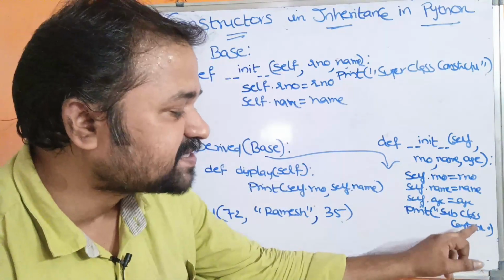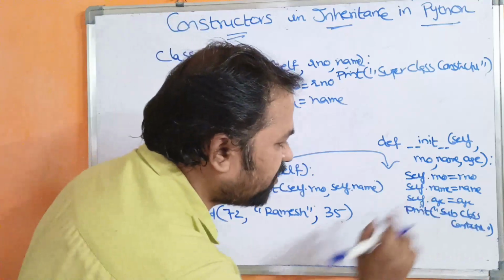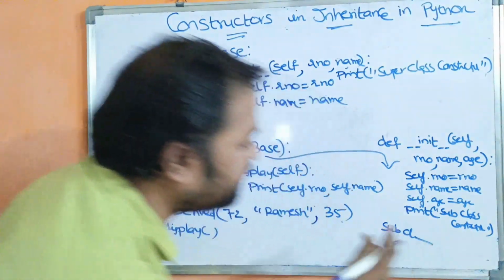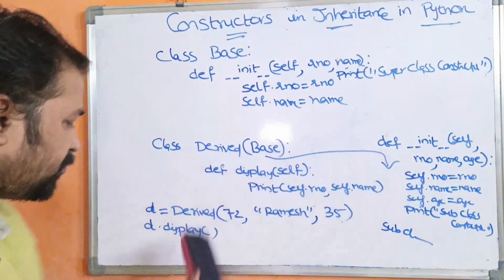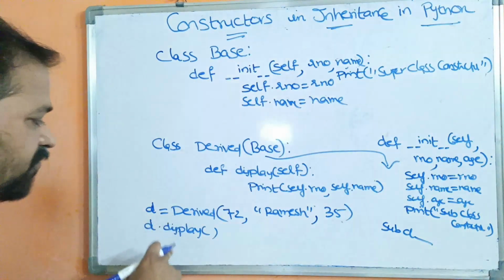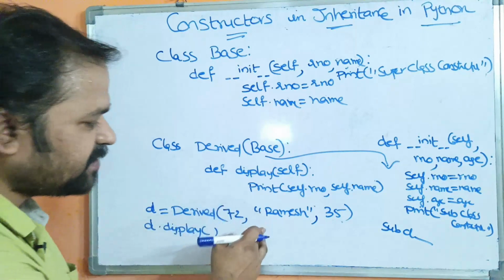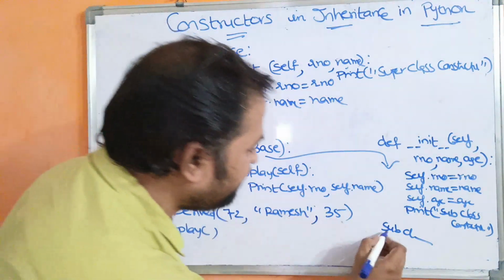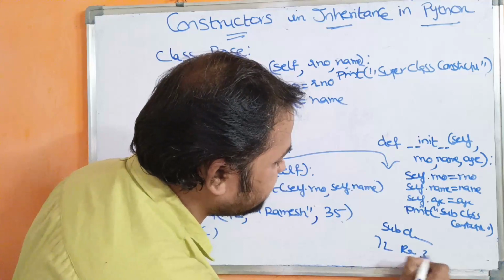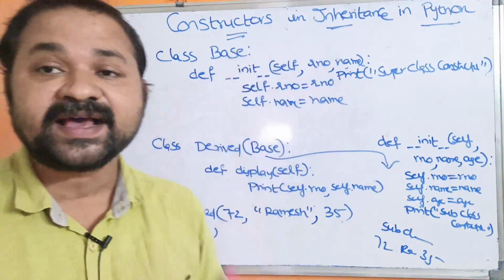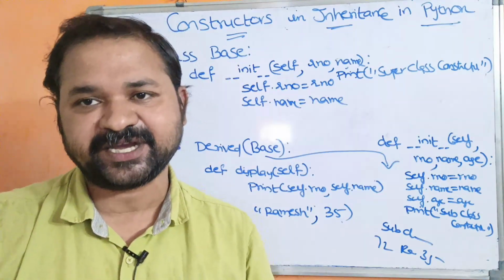Next, print of subclass constructor, so we will get the message "subclass constructor". After that, control comes to the next statement after the object creation: D dot display. So control goes to the display method, and this message will be printed: 72, Ramesh, 35. So on this occasion, the superclass constructor will not be executed.